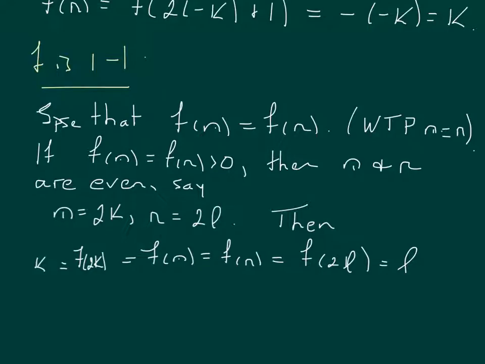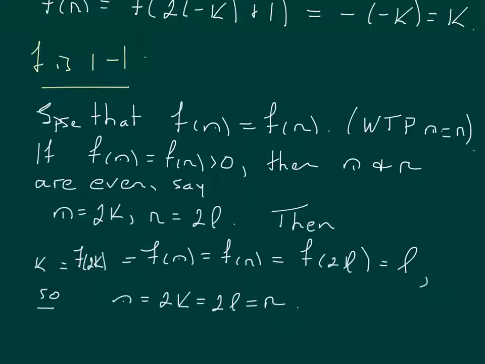So let's just write that down. So m, which was 2k, must be the same as 2l, which is n. All right, which is what we needed. So in this case, if the common value of f of m and f of n is bigger than 0, we are able to conclude that m is n. All right, the other case is that this common value isn't bigger than 0, in other words, it's less than or equal to 0. So let's see what happens then.